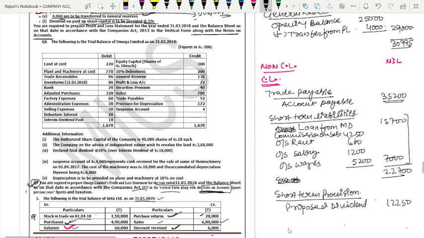Okay, now this will become 11,250. Now this will become 15,700 plus 11,250, 26,950. Total will be like this. Okay. The proposed dividend, I have written all these things. The liability side statement is completed.